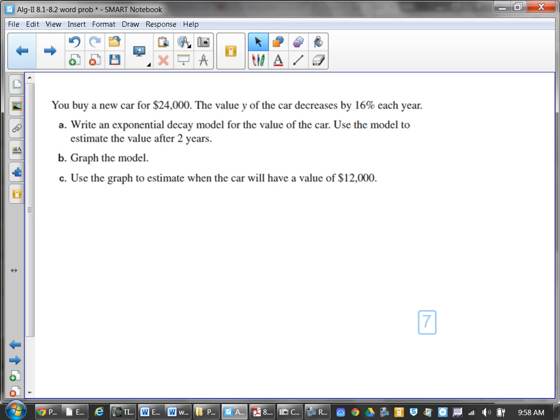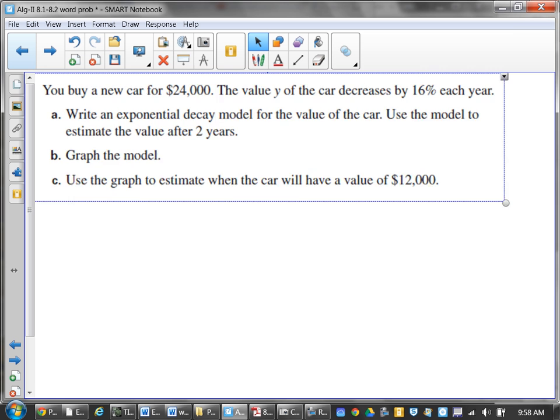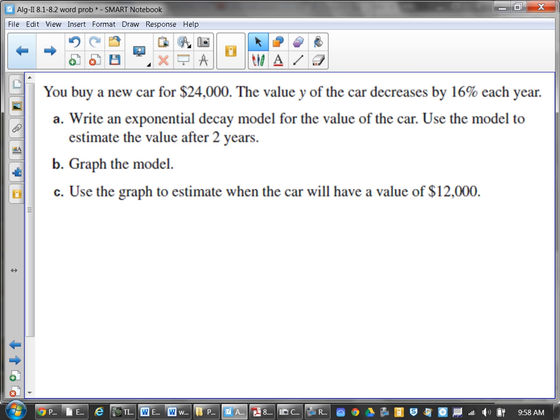So when you're looking at a depreciation value, you're buying a new car for 24 grand. You buy a car for 24 grand anymore? Yeah, one of those big plastic Barbie Jeeps. So you buy a new car for 24 grand. The car decreases in value by about 16% each year.